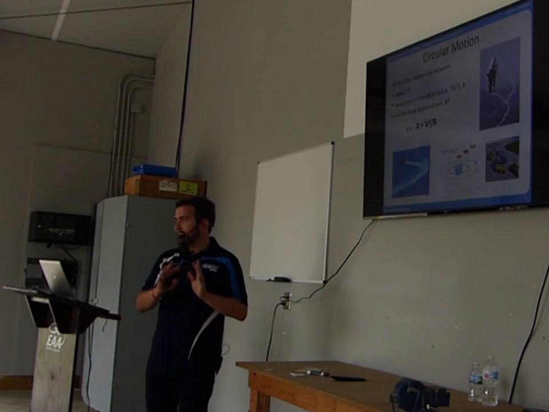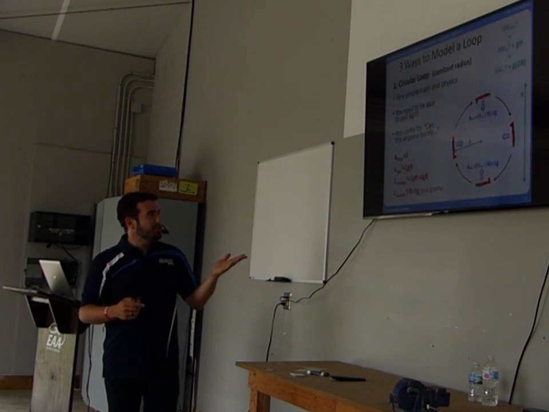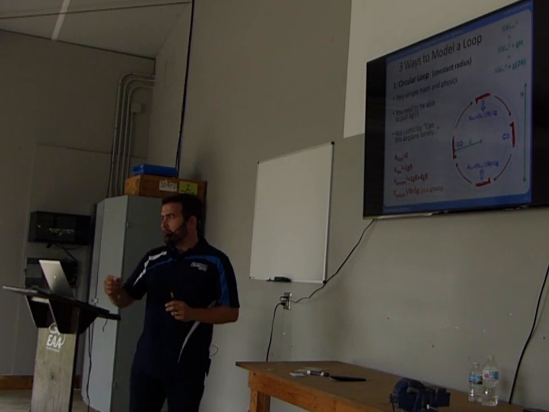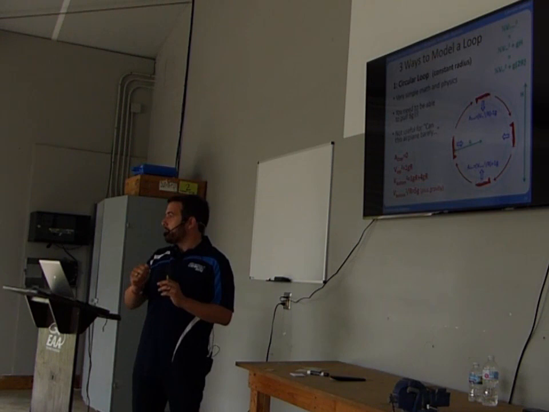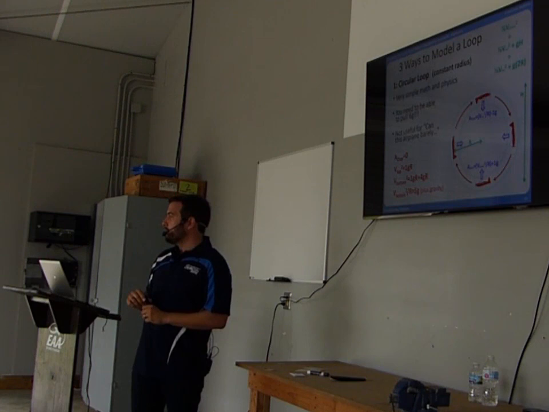The first way to model a loop, and a lot of people do this in high school physics class, is to pretend it's a circle. Now, loops aren't circles; loops are generally teardrops. But let's pretend it's a circle. Some aerobatic pilots, if they pull a lot of G's and go into aerobatic competitions, try to make as close to a perfect circular loop as they can. So this is not totally useless. So how do I model a circular loop?